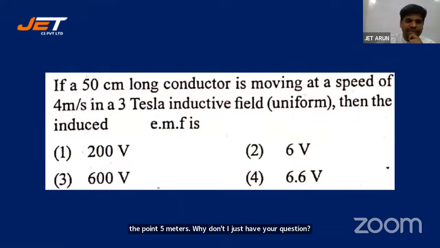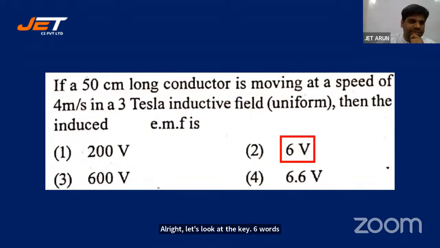All right, let's look at the key. 6 volts, absolutely right, students. I L B: I is 4, L is half, B is 3. 12 by 2, 6. All right, students.